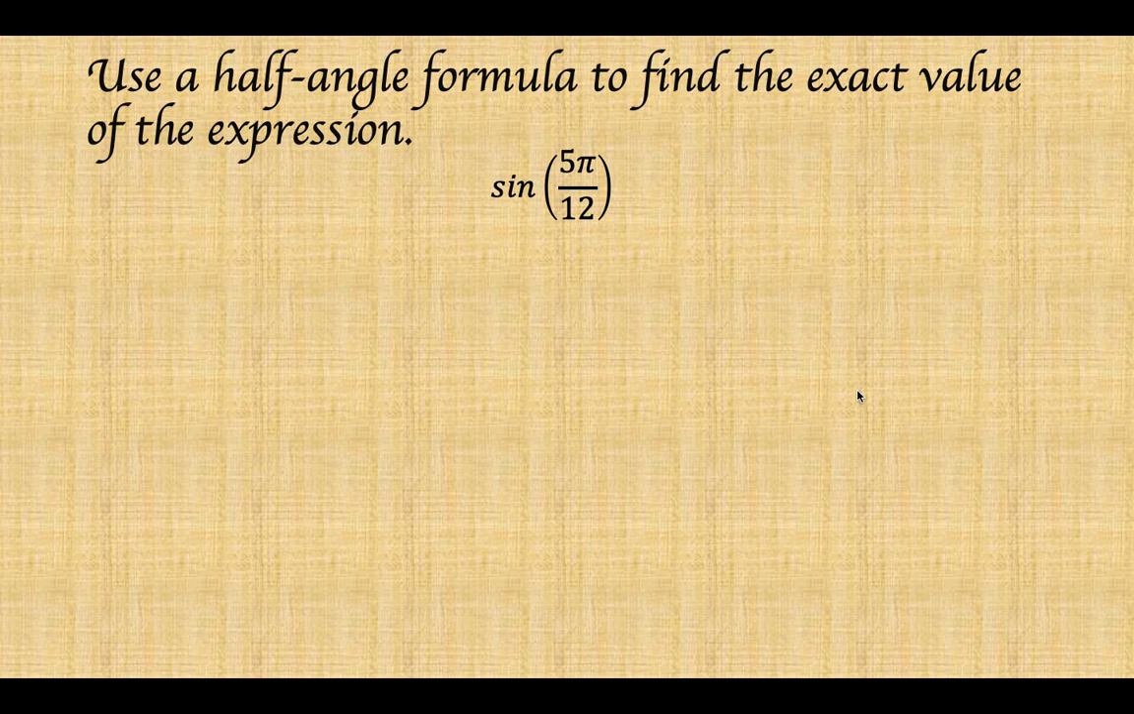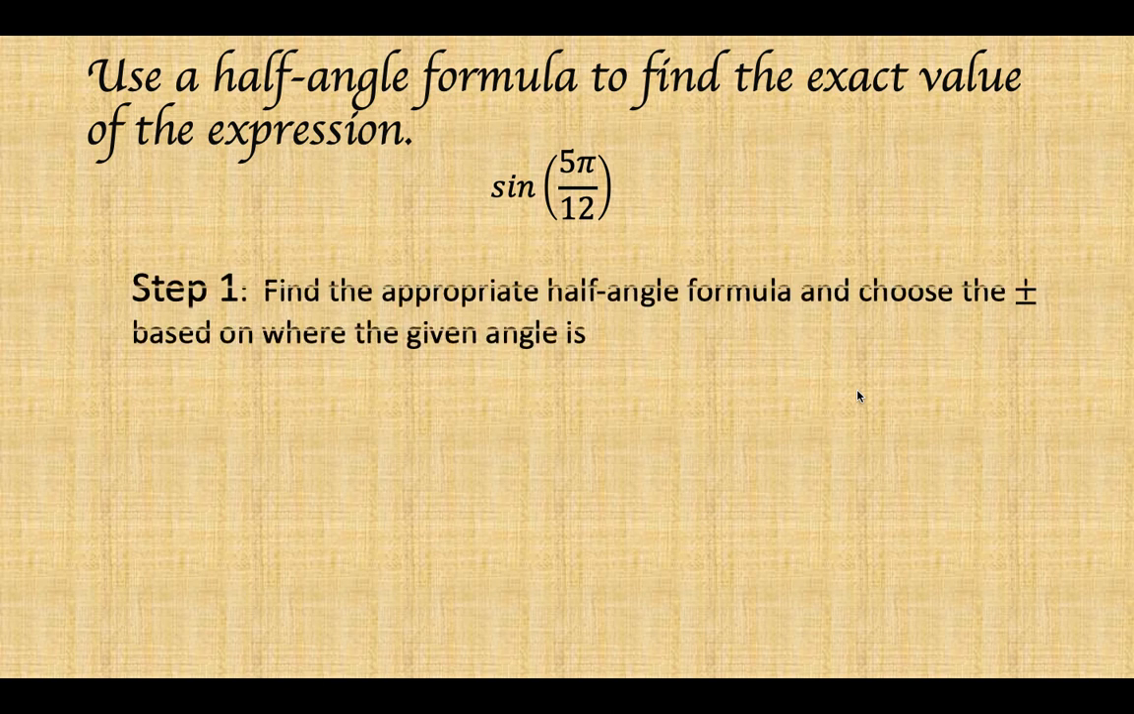Okay, so now we're into the example. It says use a half-angle formula to find the exact value of the expression. We're going to do sine of 5 pi over 12. I'm going to try to walk you through the steps. So step one is to find the appropriate half-angle formula and choose the plus or minus sign based on where the given angle is.